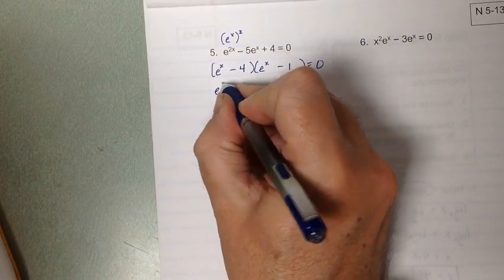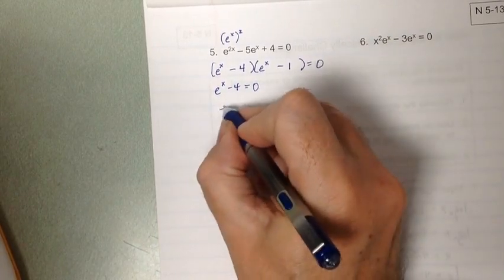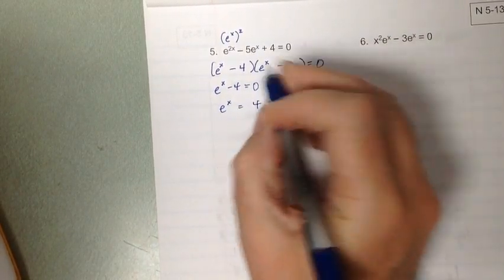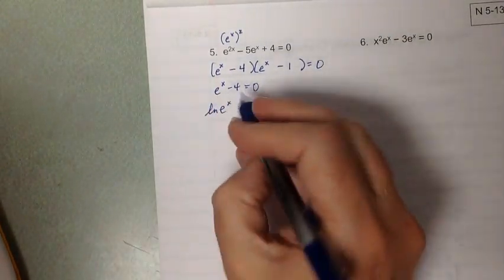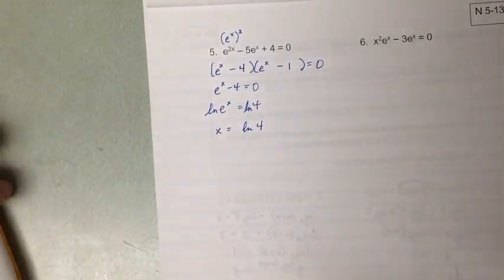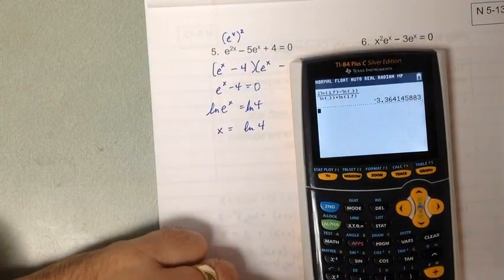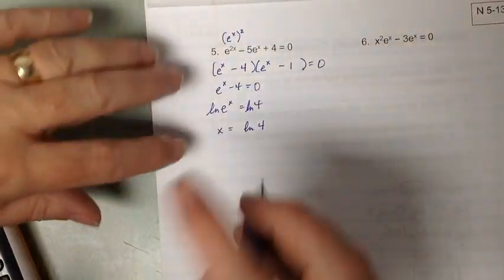So, splitting this apart, I've got e to the x minus 4 equals 0. So e to the x equals 4. I'm going to do natural log on both sides. So the left side just becomes x. x equals natural log 4. And we can put that in the calculator. Natural log 4 is 1.386.